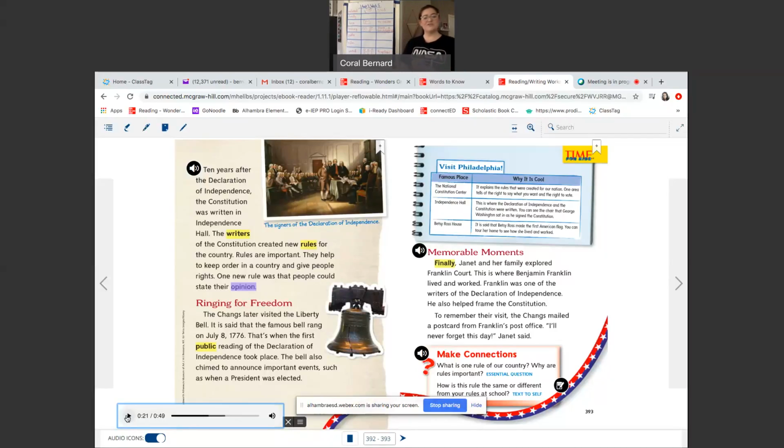The second word we came across was rules. You guys have rules to follow. Rules are important. They keep people safe, don't they? It says rules are important. They help to keep order in a country and give people rights. So rules are those laws that you must follow. Rules. We'll say laws to follow. All right. Oh, we didn't come up with the hand movement.